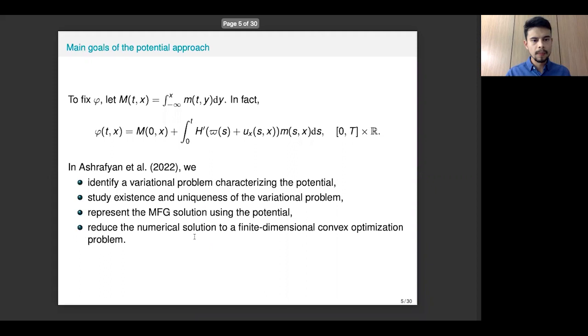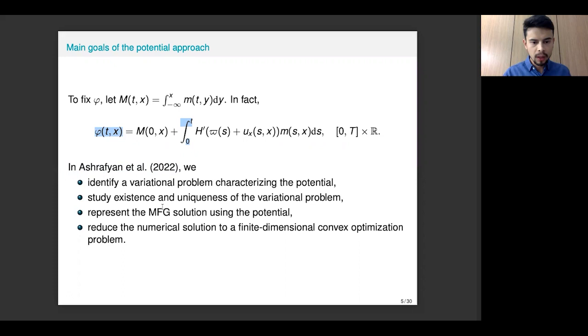We're going to fix the constant by considering the initial condition for the measure at zero. Remember, it's given. And actually, we do know the potential when we have the solution of the mean-field game system. We have this formula. What we want to do now is invert this formula. How can I build the solution of the mean-field game system out of the potential? And most importantly, how do I characterize this potential? What characterizes this function? So what we did in this paper, the one that is already under submission, is to identify a variational problem for which this potential is a minimizer and under some conditions is unique.